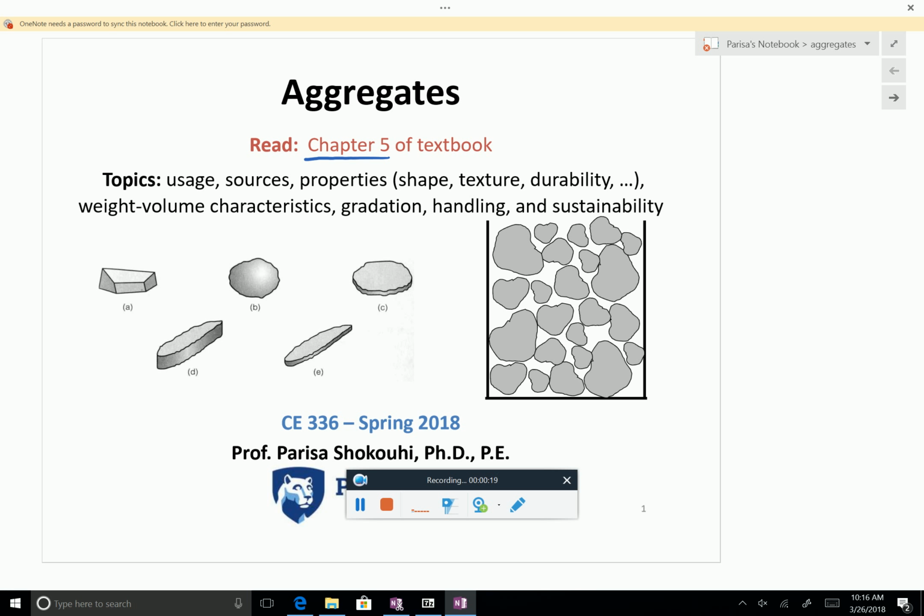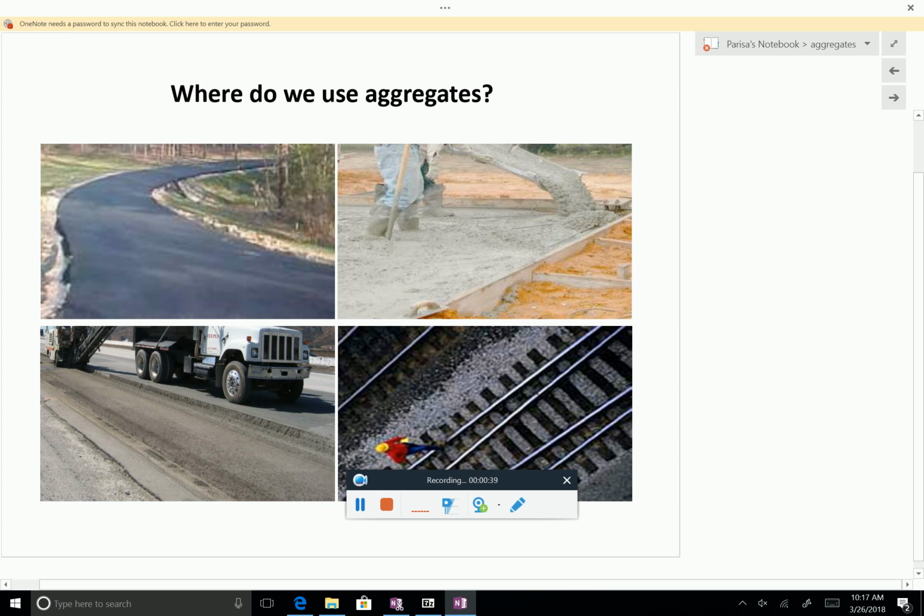And then we start with weight-volume relationships. And these are very important in both concrete mixed design and asphalt concrete mixed design. We won't repeat them then. So this is actually an important packet, an important lecture. So let's get started.